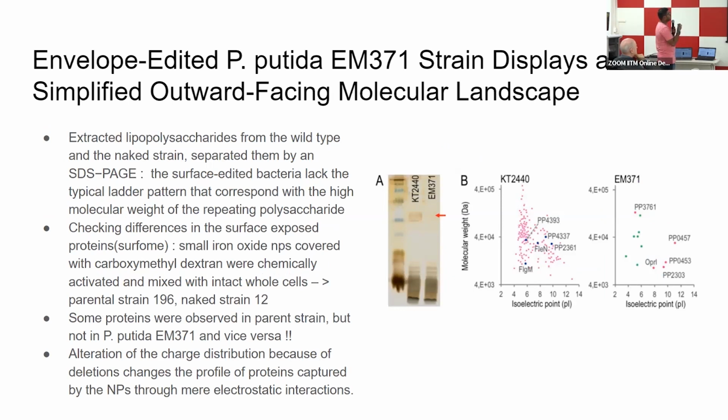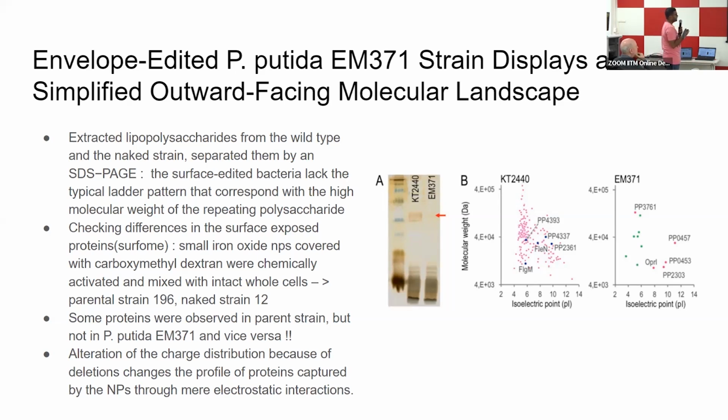Then, in the envelope-edited Pseudomonas putida, the EM371 strain displays a simplified outward-facing molecular landscape. As we can see in this figure, they initially extracted lipopolysaccharides present on the outer membrane and separated them. They compared the parent strain and the modified strain in this SDS-PAGE assay. We can see that in the modified strain, on the right side, the regular patterns are not present. Next was checking differences in the surface-exposed proteins, also called the surfaceome.